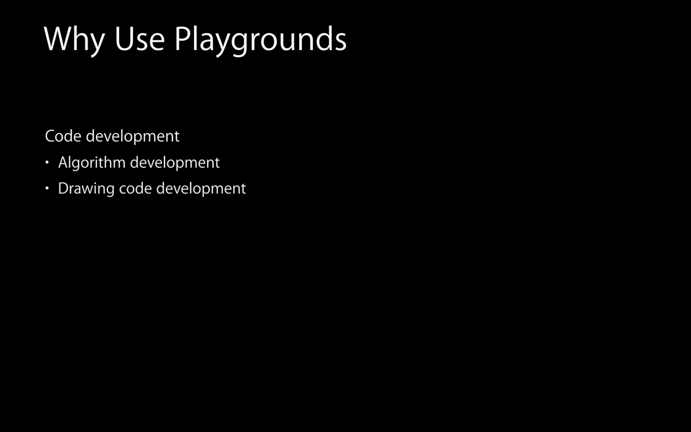Any sort of drawing code you want to do is also great in a Playground because you can immediately see the visual result of what your code is doing. And every time you change your code, you can immediately see how that affects the visual result. Finally, processing code, like value transformers or a sequence of image filters, are great in playgrounds because you can visualize the result at every step of the transformation process. And when you change something, you can see how that change ripples through all your results.